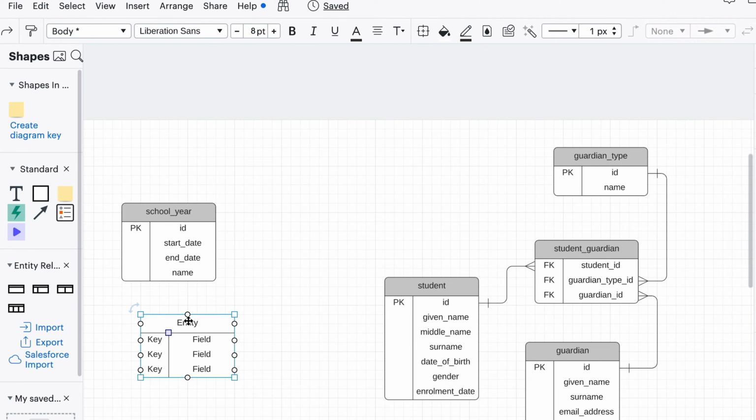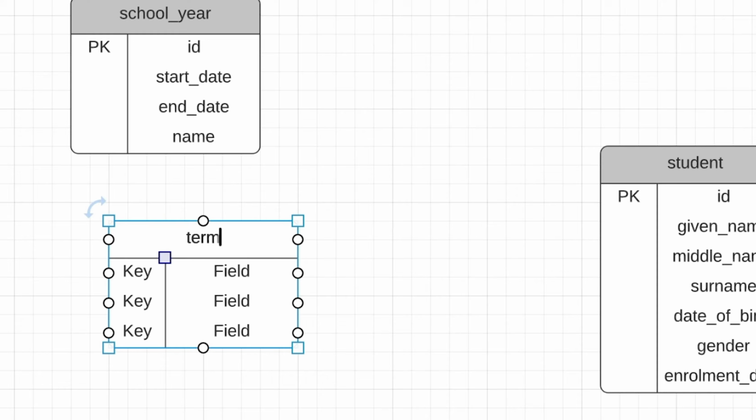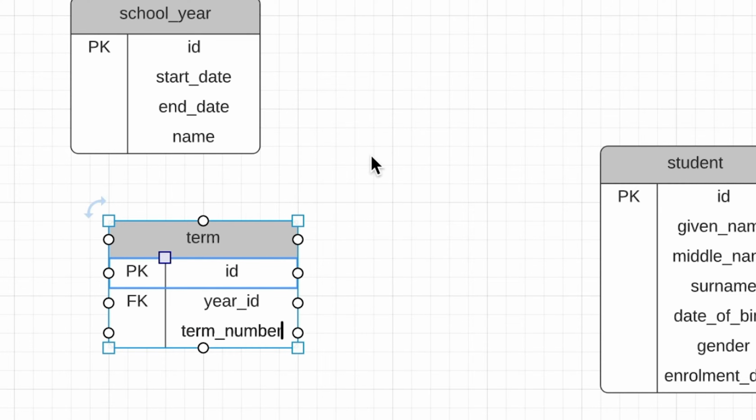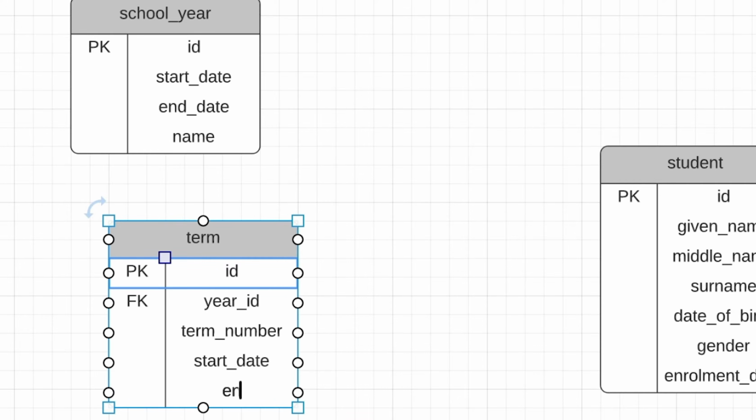Back on our design, we'll add a new table called term. We'll give it an ID column as well as a year ID column so we can relate it to the school year table. We could also add a term number column so we can identify the term within the year, such as term 1 or 2. We'll also add the start and end date of the term, as that was mentioned in the requirements. Requirement number 4 is now met.